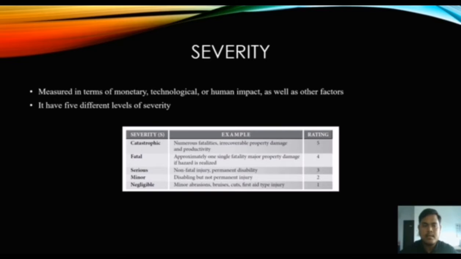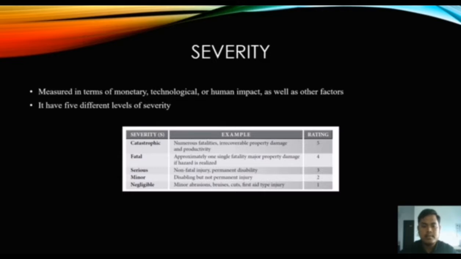Now is severity. The severity is measured in terms of monetary, technological, or human impact as well as other factors. The severity has 5 different levels. The first severity is catastrophic. For example, numerous fatalities, irrecoverable property damage, and productivity. The rating is 5.